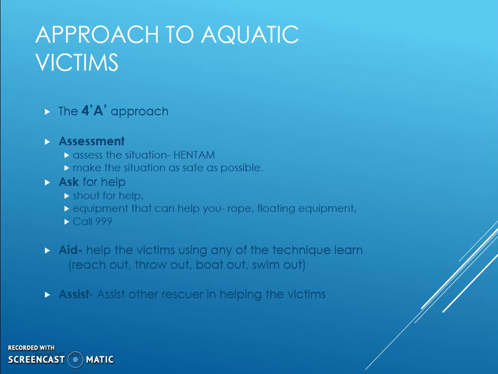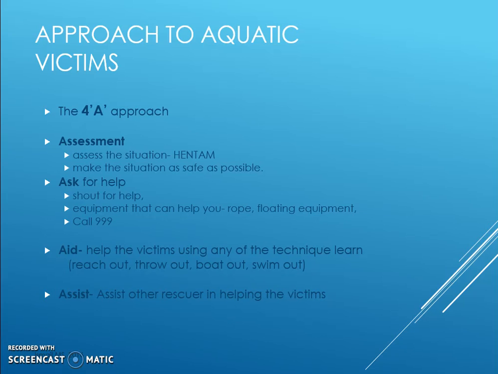Also, when asking for help, you should look for equipment or apparatus that can help you, like a rope or some floating devices. And remember to call 999 for an ambulance or emergency medical services to help you.